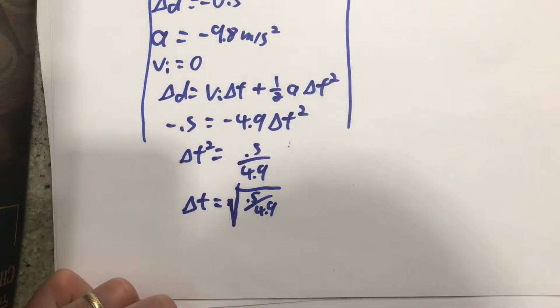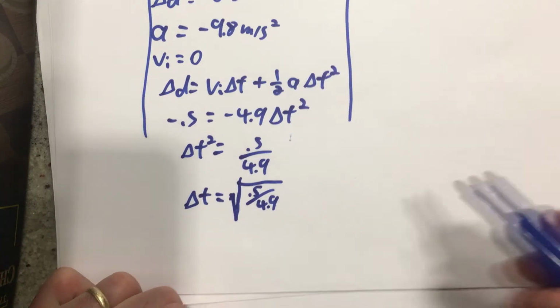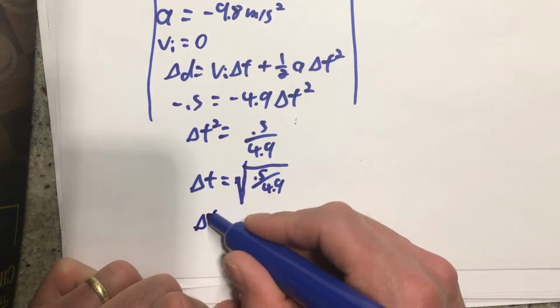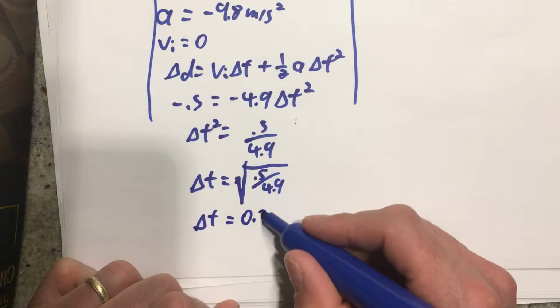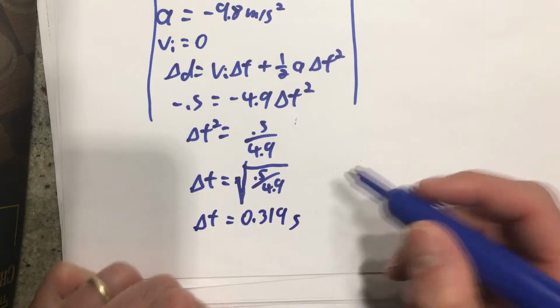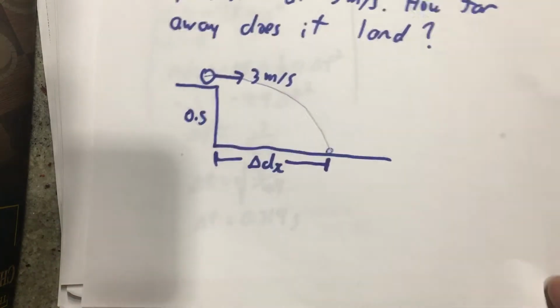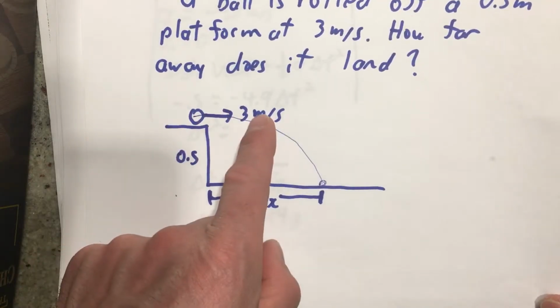And when we do that, we're going to get 0.319. So delta t is 0.319 seconds. So to recap so far, we have a ball rolled off of a platform.